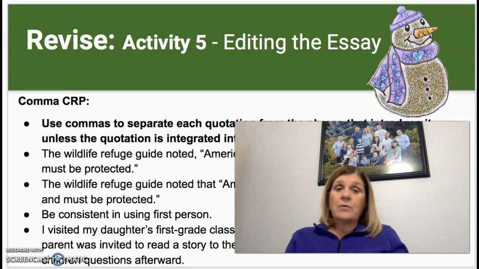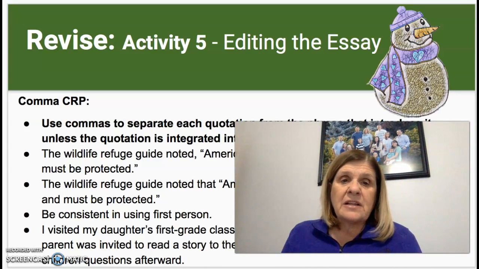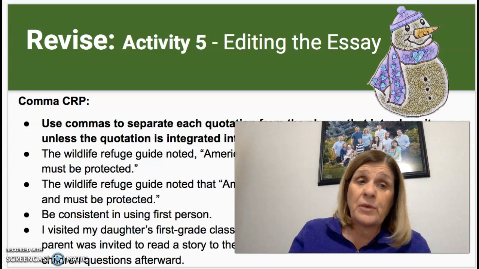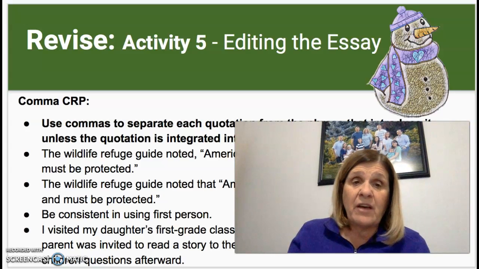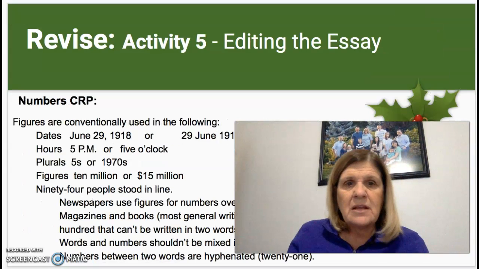This one, we were going to talk today specifically about commas and using them with quotations, especially if you have dialogue. So you can read through these bullets, and I've given you some information to hopefully help you with all of your comma flaws.